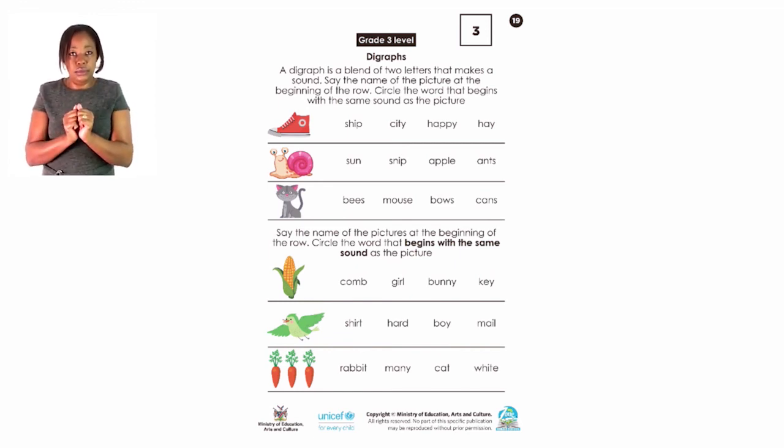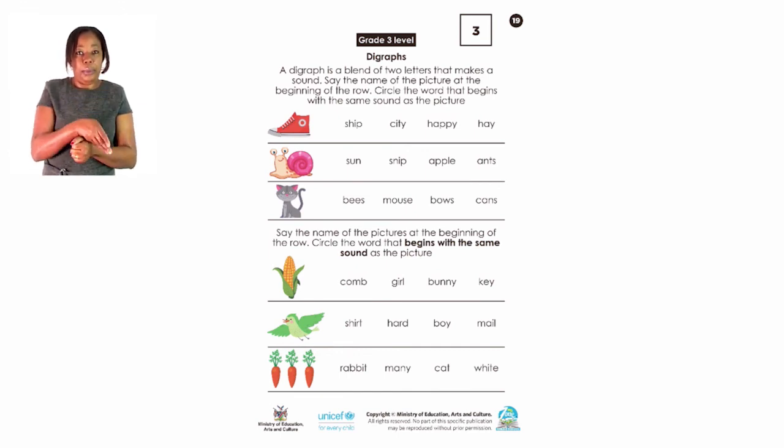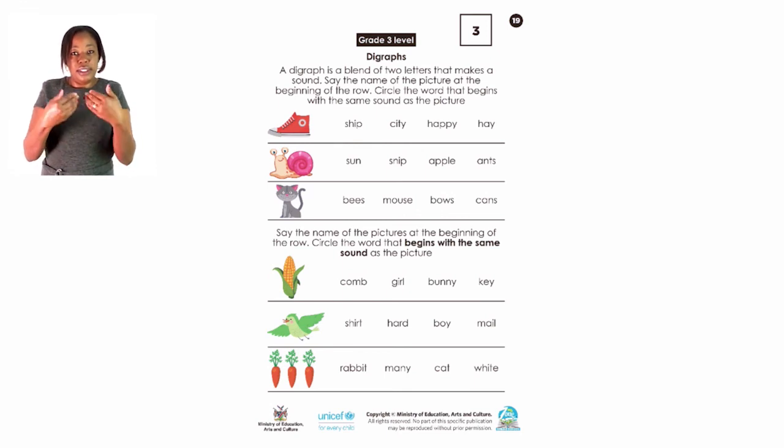Now let's continue to the next exercises on the same page. You say the name of the picture again at the beginning of the row, and then you circle the word that begins with the same sound. The same thing again. What is the name of the first picture that you see? Then you have to know the sound. Which sound does this picture start with? And you circle the word that has that sound.